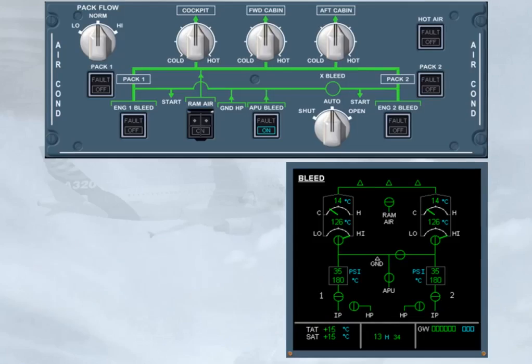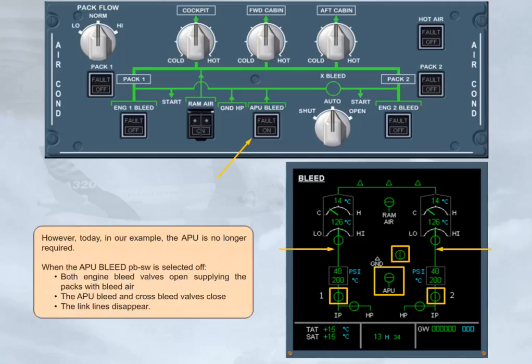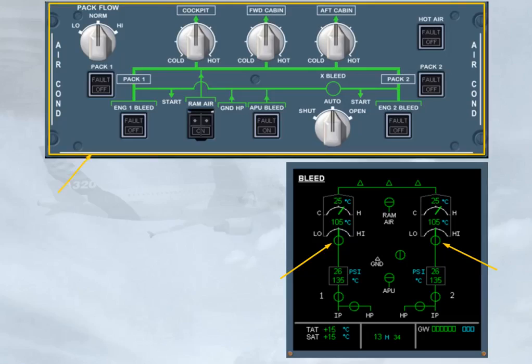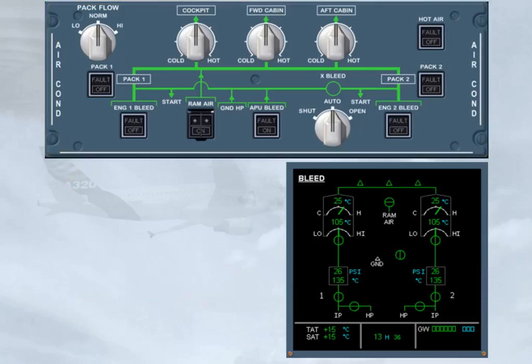However, today, in our example, the APU is no longer required. When the APU bleed push button switch is selected off, both engine bleed valves open, supplying the packs with bleed air. The APU bleed and cross bleed valves close, and the link lines disappear. Notice that the pack flow reduces. This is because the engines provide a higher flow rate than the APU. Also note that the air conditioning control panel is now in a normal lights-out configuration. When the APU is shut down, the APU symbol on the bleed page is removed.